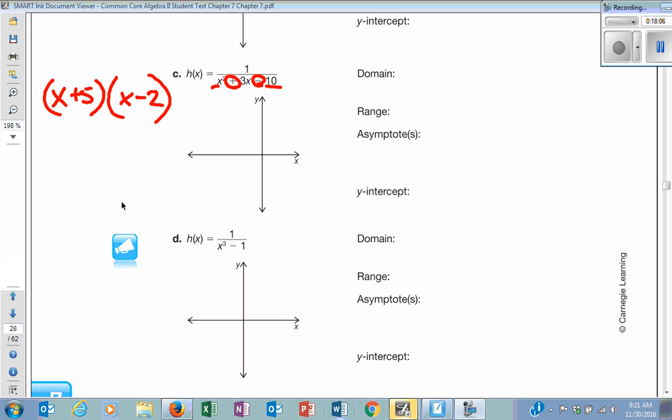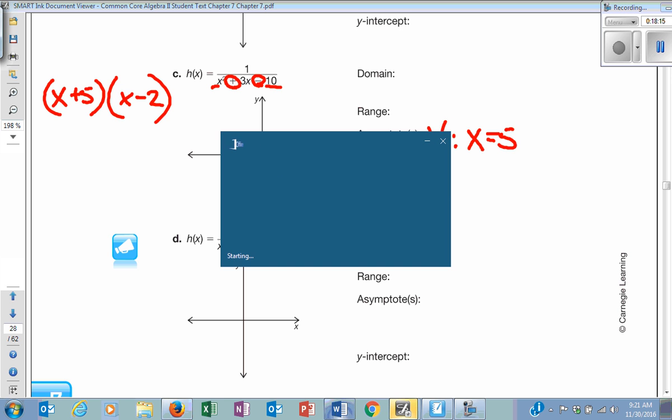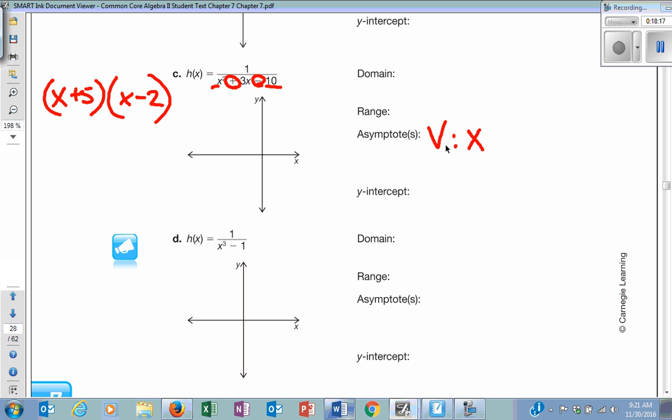So my vertical asymptotes, right away, that helps me out. I know that x cannot equal negative 5, and x cannot equal 2. Those are my asymptotes. Horizontal asymptote, yes there is, because the top is smaller than the bottom, y equals 0.